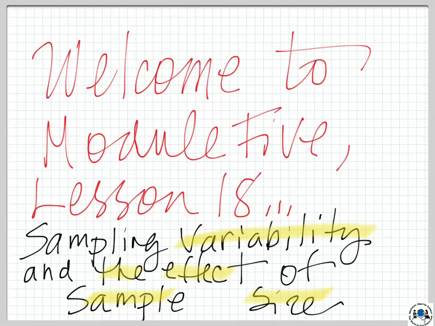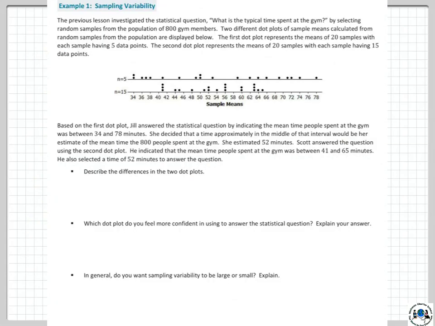Okay, this lesson is actually pretty much a continuation of lesson 17. It's going to use that example from lesson 17 about time spent at the gym. We'll refer to that one. It's not going to be, as has been the case in this topic, topic C, very calculation heavy, but more or less just process heavy and vocabulary heavy. So with no further ado, let's go ahead and begin.